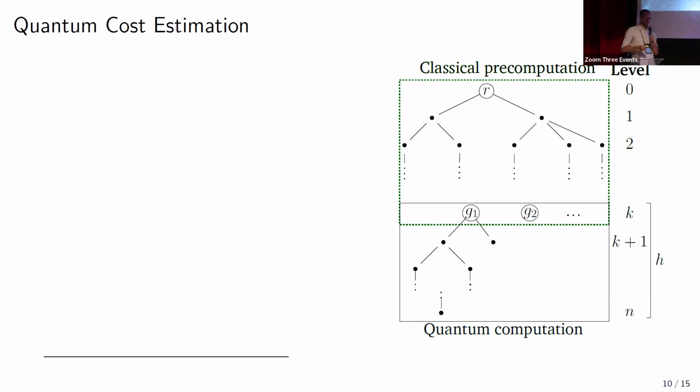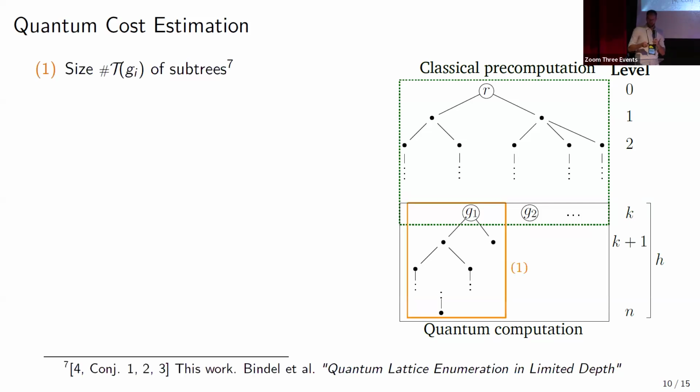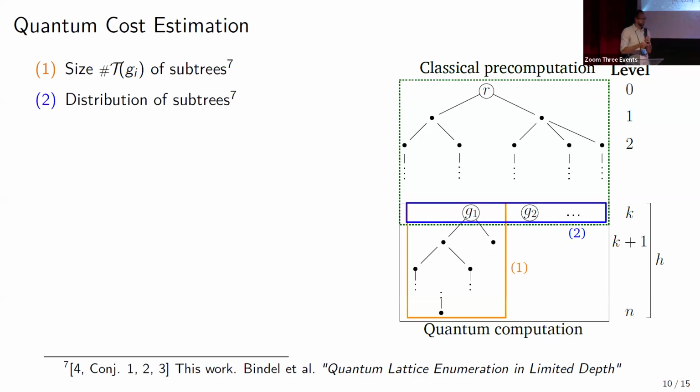Okay, so now we want to do a quantum cost estimation of this. And there are a couple of things that we need to take care of. First of all, we need to find a way to quantify the size of the subtrees of the nodes rooted on level k. Second, we need to talk about the distribution of the subtrees, since we need to iterate through all of them. And the third thing is we need to figure out how many calls to the operator W we need in our quantum phase estimation, which is what the result of Montanaro gives us.